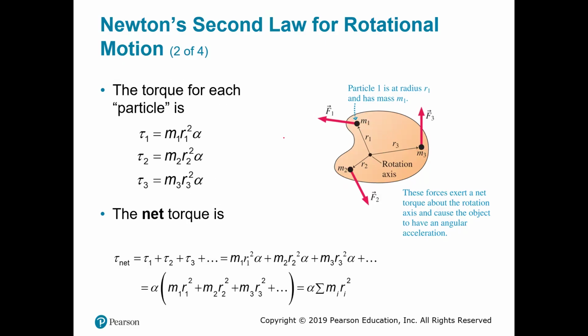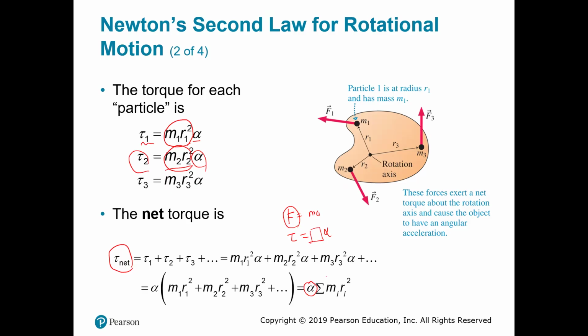So that means your torque 1 is going to be m1 r1 squared times alpha. Torque 2 is m2 r2 squared times alpha. In other words, the net torque, corresponding to Newton's second law, is what? Alpha corresponds to a. Again, Newton's second law is F equals ma, so F corresponds to torque, and instead of a, you have alpha.